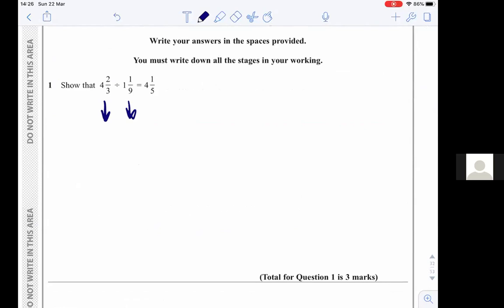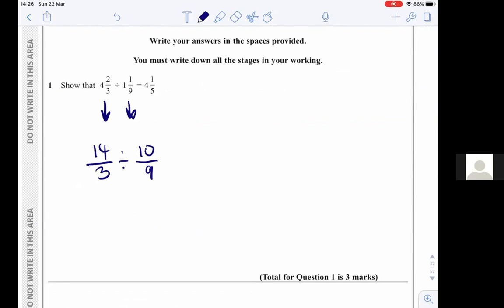So 4 2/3, 4 times 3 is 12. Add the 2, it's going to be 14 over 3, divided by 1 times 9, 9, add the 1, 10 over 9. It's important you show all the steps in this. So I'm thinking, well, this is worth 3 marks. What else do I need to show?